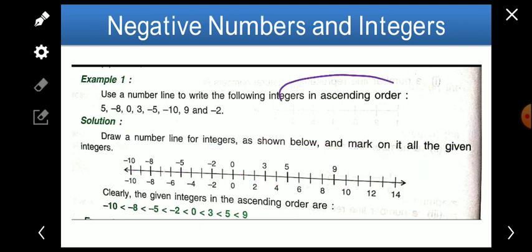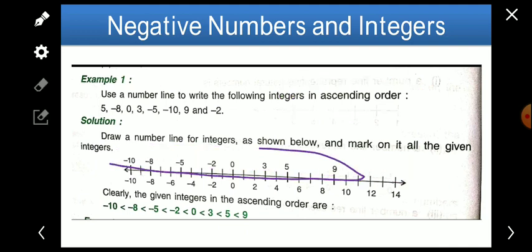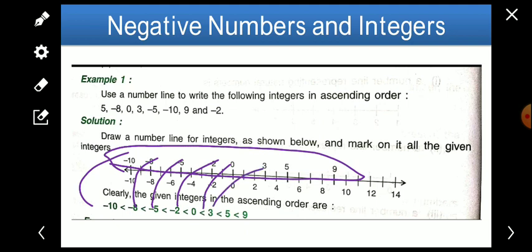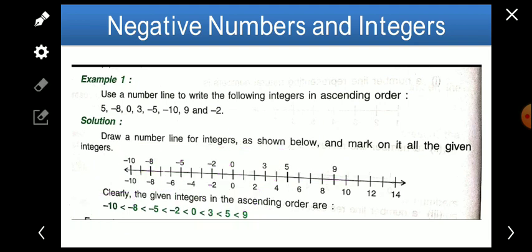So we have to arrange in the ascending order. Ascending order means what? Increasing order. So we will write these numbers simply because they have already been arranged from left to right. It is in the ascending order only. So simply we will write minus 10, minus 8, minus 5, minus 2, 0, 3, 5, 9. So these numbers have been arranged in the ascending order. So the number line helps a lot to arrange the numbers in ascending or descending order. So I hope that you understood.